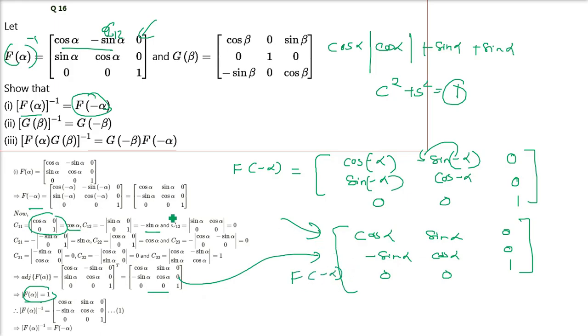Okay. Now the same thing you have to do for the second part. Do it for G beta.